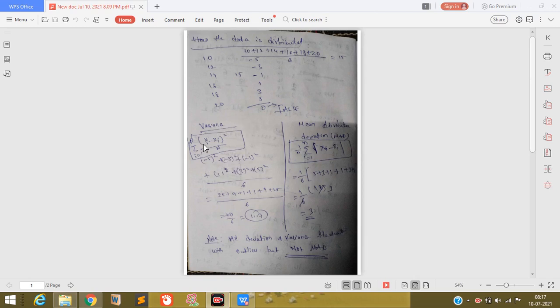We'll go with this. How to do it? Whatever difference you get from each individual point minus the mean, you have to square individually and add them: minus 5 squared, minus 3 squared, minus 1 squared, and so on. You add all of these and divide by the total number of data points you have. So in the numerator you get 70, the denominator is 6, and the final value is 11.7.